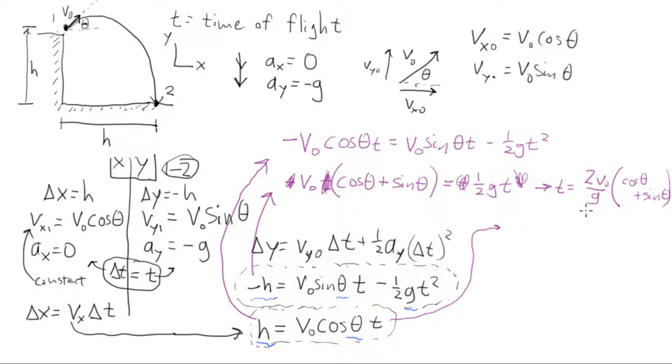So taking this down there, and I'll switch colors now because I just feel like switching colors, and go to, ooh, red. How about red? Okay, so let's do red now. And then I'm just going to take the first equation here and plug in the t. Okay, so h equals V naught cosine theta times t, which is then 2 V naught over g times this ugly cosine theta plus sine theta.